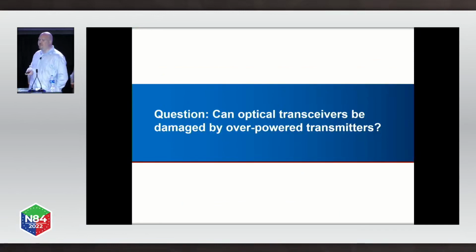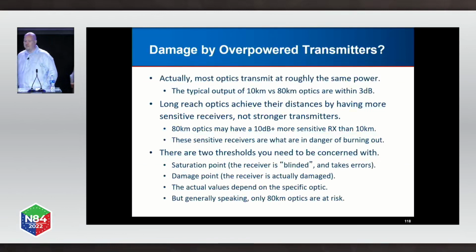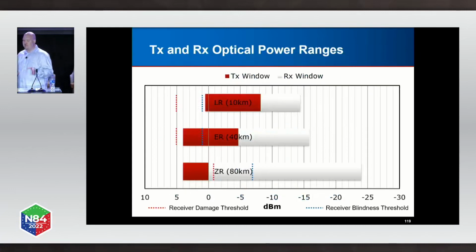So people ask, can optical transmitters be damaged? Can you damage a thing with an overpowered transmitter? And like I said, yes and no. So when you talk about a long reach optic, in order to get longer and longer reach, you're more and more sensitive. And so if you take an 80-kilometer optic, you take 2 of them back to back, yes. And there's what's called a saturation point and a damage point.